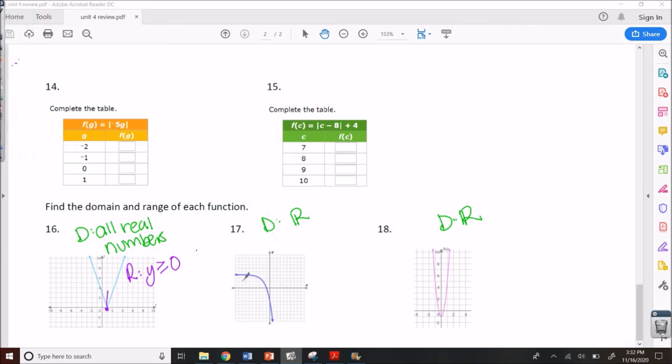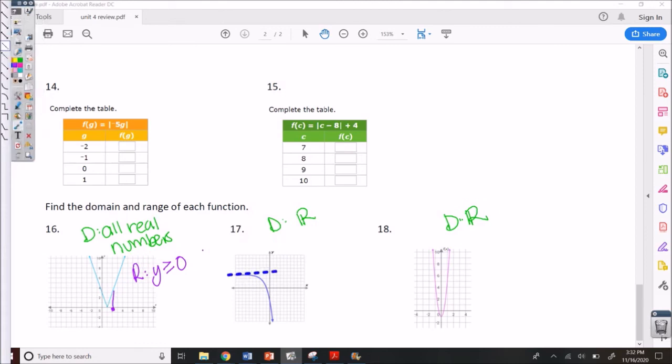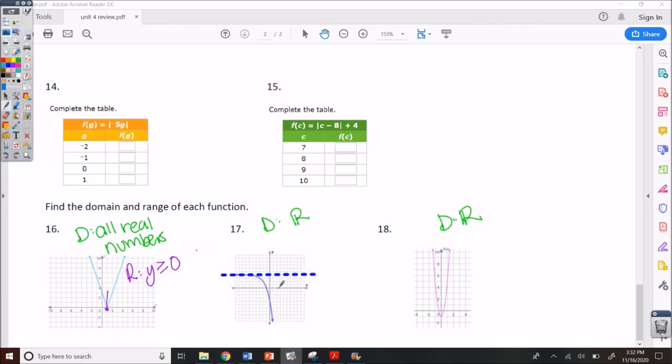In number 17, I have an exponential equation, and so I have an asymptote right here. Let me count to see where that is. 1, 2, 3, 4, and everything is below that asymptote. Now remember, for an asymptote, we don't actually touch that or cross that. So I'm not going to say less than or equal to. I'm just going to say less than 4.